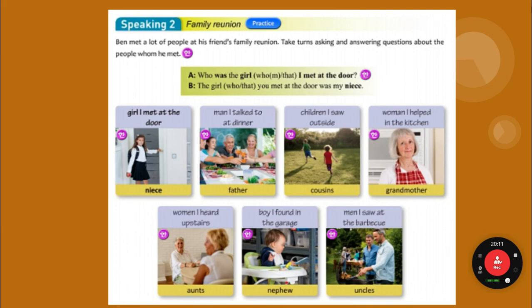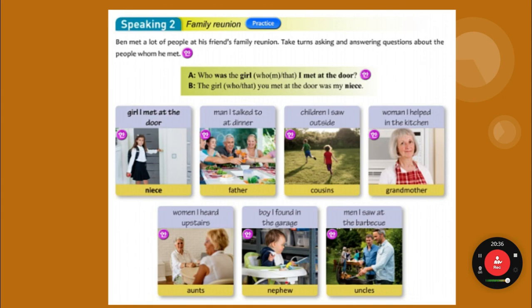Who was a woman I helped in the kitchen? The woman you helped in the kitchen was my grandmother. Who were the women I heard upstairs? The women that you heard upstairs were my aunts. Now we use aunt for mother's sister or father's sister. We only have one word for it, and that's aunt.